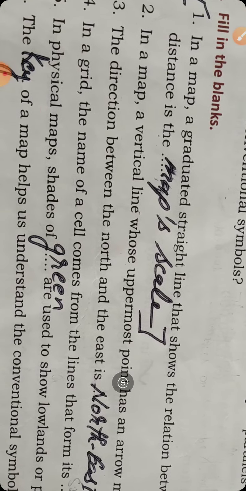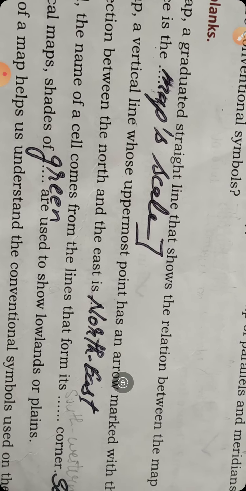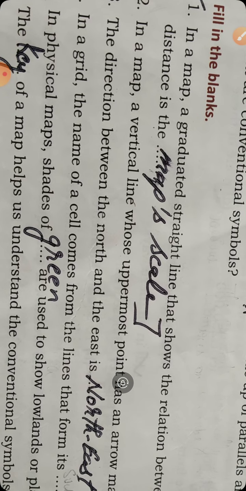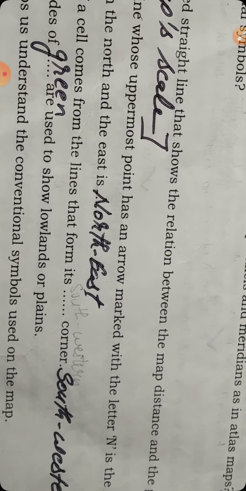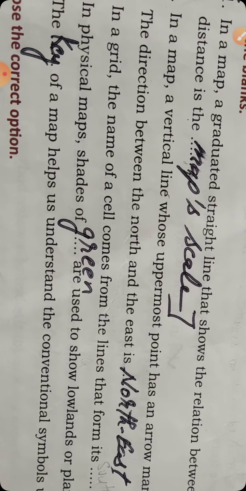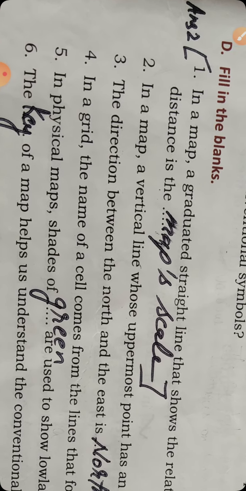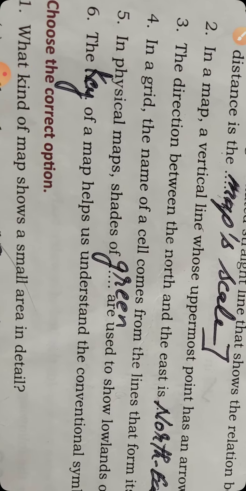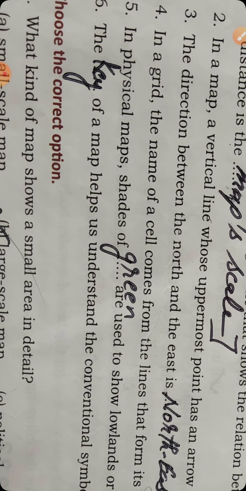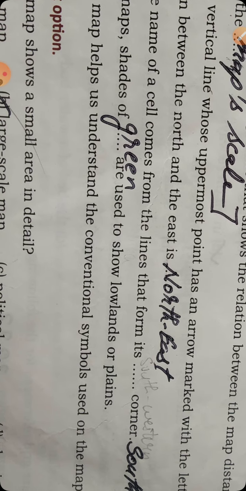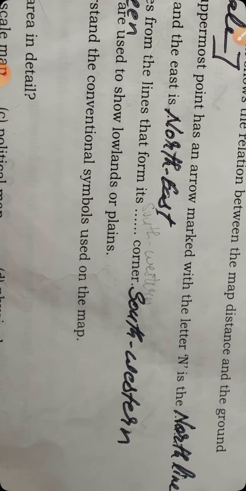Fill up. First fill up I have already told you. In a map, a graduated straight line, fill up is D exercise. In a map, a graduated straight line that shows the relation between the map distance and the ground distance is map scale. This is your short second answer also. Now coming to the second. In a map, a vertical line whose uppermost point has an arrow marked with the letter N is north line.